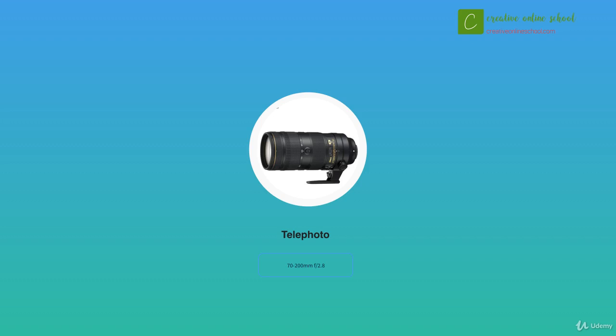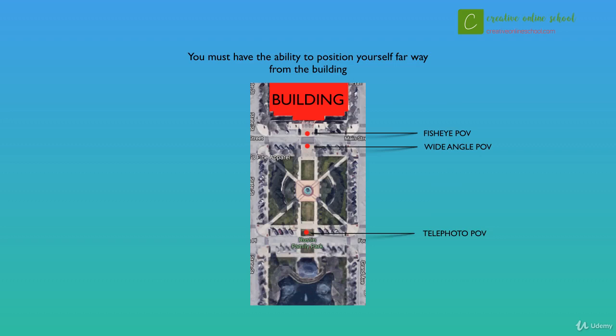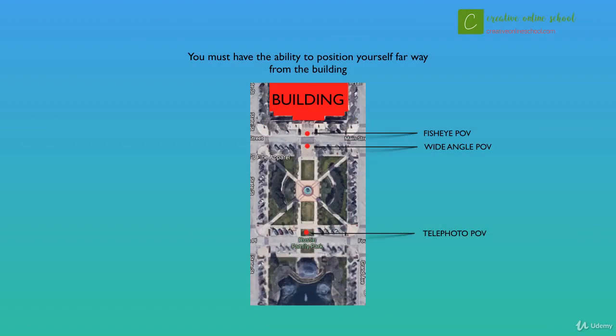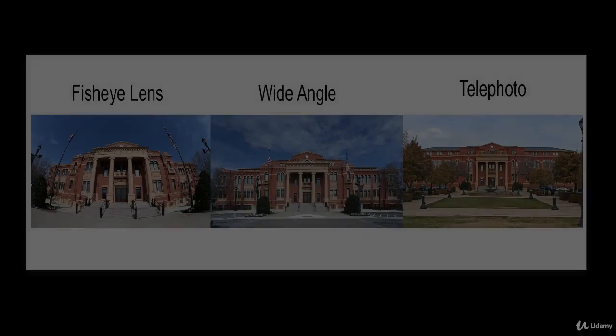A good 70-200 2.8 telephoto lens is also going to be beneficial because it's going to minimize that distortion. So why don't we use it all the time? Because you're going to have to stand really far away from the building. As you can see here in this diagram, the building is in red. From my fisheye point of view, I was right on top of the building and still able to capture the entire building. A little step away from that was where I was with the wide-angle lens. And all the way about a block away, I was standing with the telephoto lens in order to capture those photos.